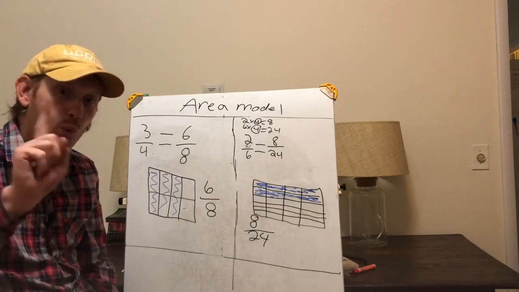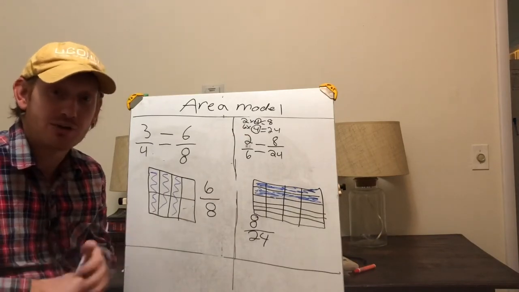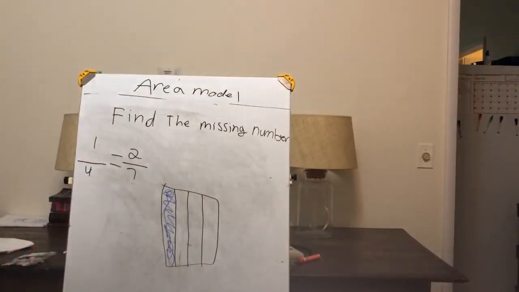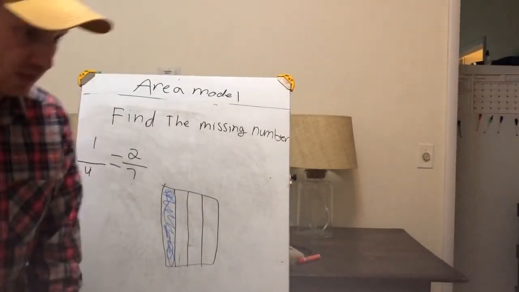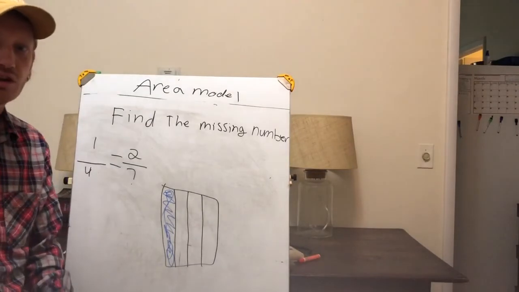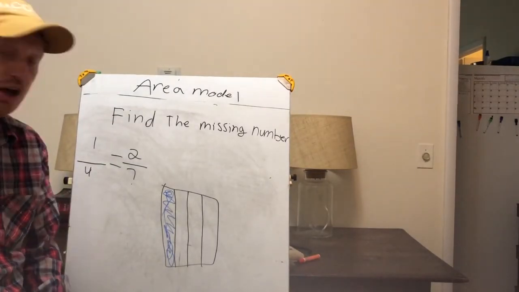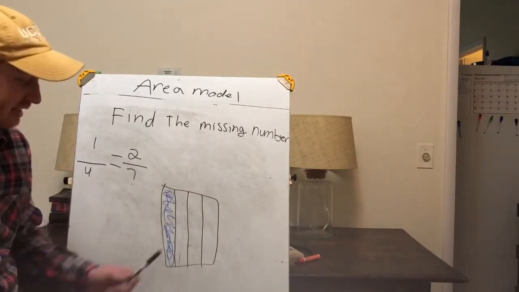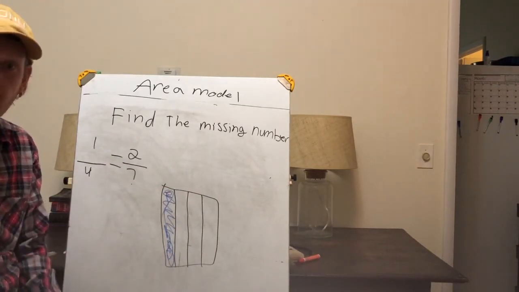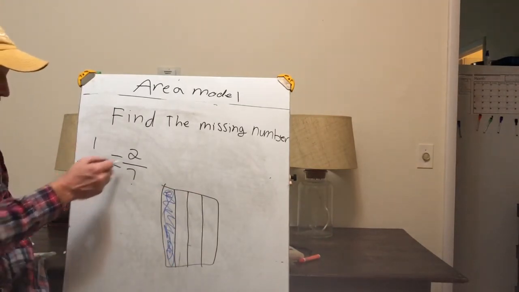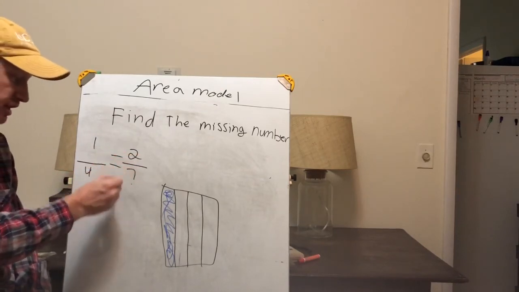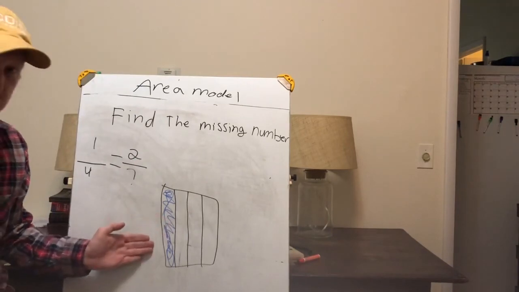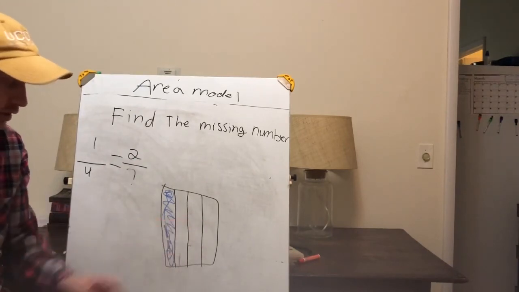Now I'm going to do one problem from your independent work, and then you're going to go and finish the rest on your own. So your first problem wants you to find the missing number, and it gives you an area model to help you out. You have 1/4 and 2 over something. So this is our missing number. And then we have our area model where we have 1 out of 4.